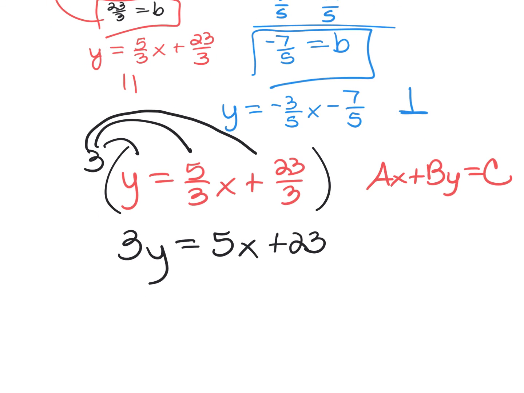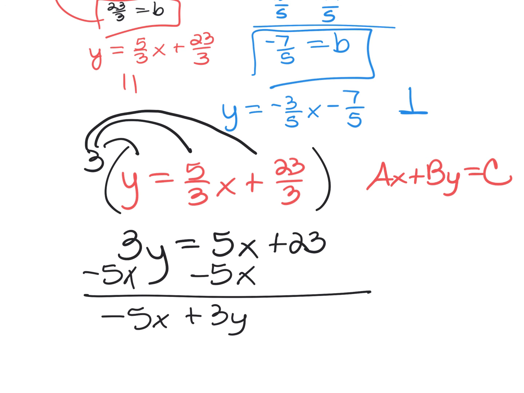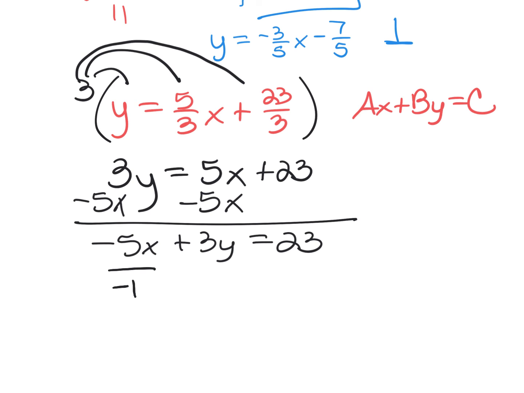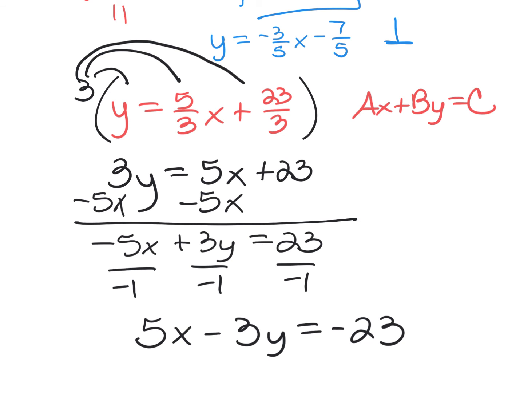Now I can either move the 5x to the other side and then divide everything by -1, or if you'd rather move the 3y, you can do that. Let me just move the 5x because we want to get it on the left anyways. Doesn't matter which way you do this. I get -5x plus 3y equals 23. Remember, this number in front of x must be positive, so divide everything by -1. So in standard form, 5x minus 3y equals -23.